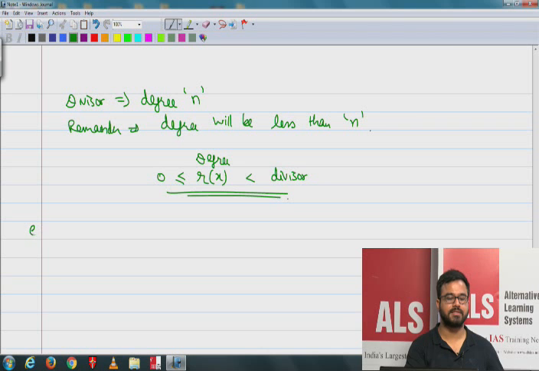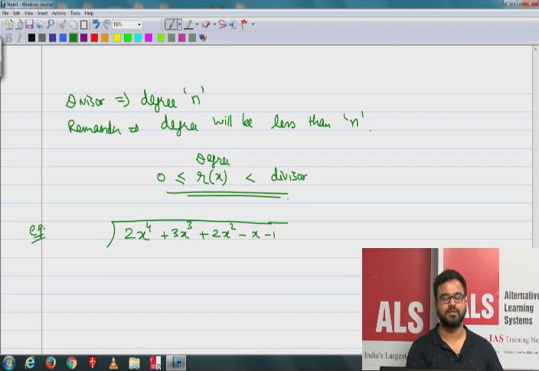So let's start. The division algorithm is the same. Now do this question on your own: 2x power 4 plus 3x cube plus 2x square minus x minus 1. You have to divide this by x minus 1. All the types of questions will be like those you have done in the 9th class. This is the division algorithm. So solve this question, find the quotient and the remainder.